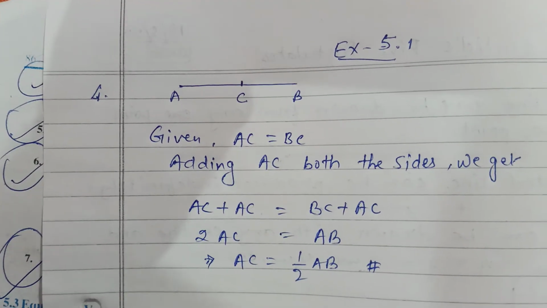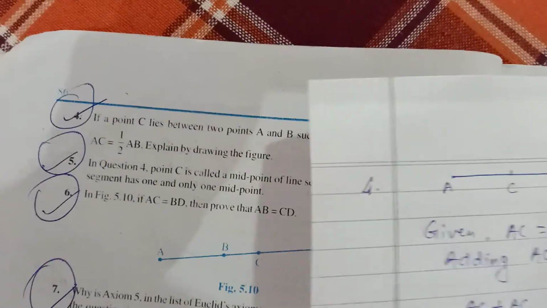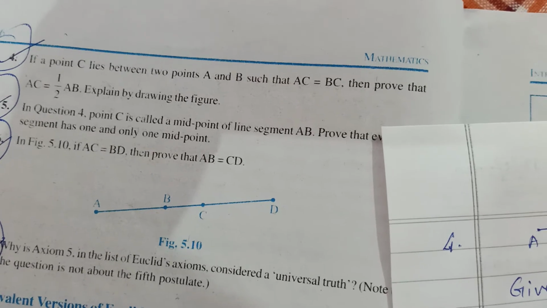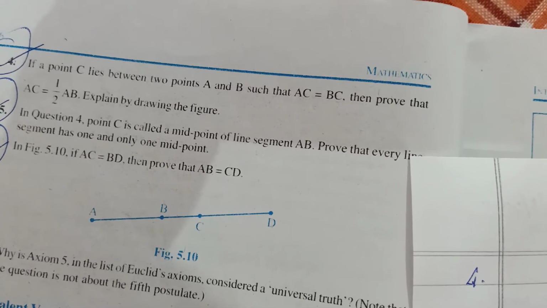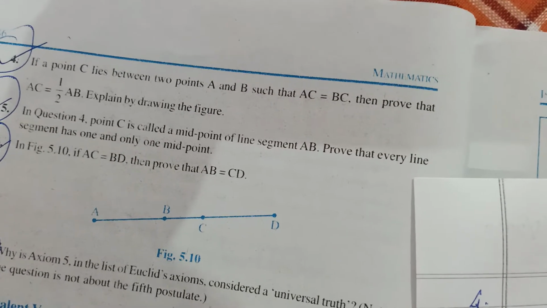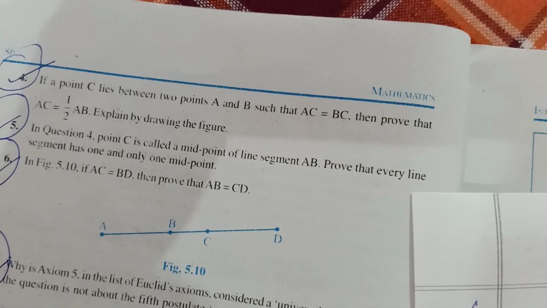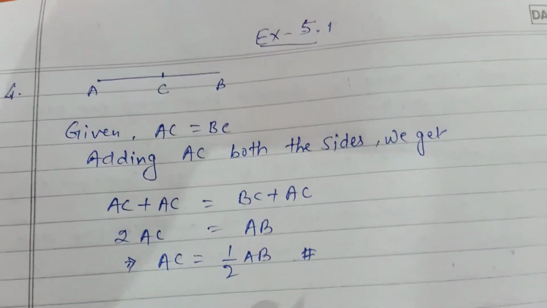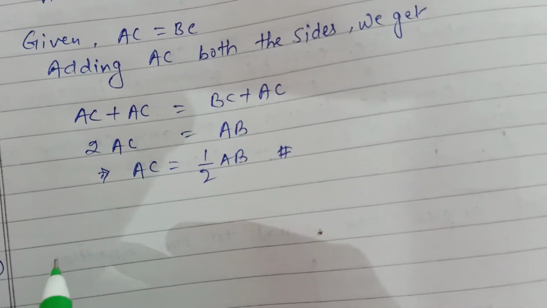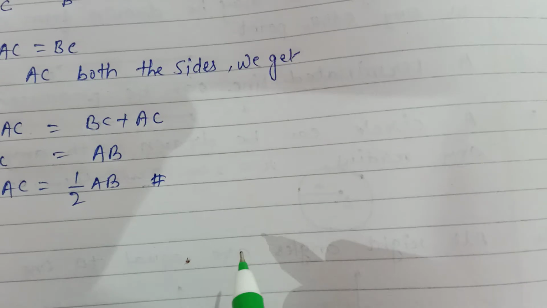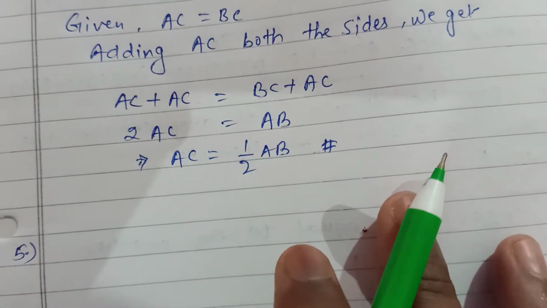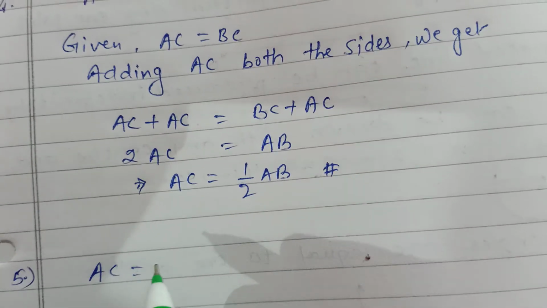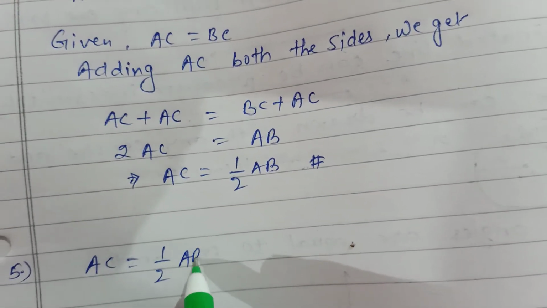Now we go to question number 5. Question number 5 is: in question number 4, point C is called a midpoint of line segment AB. Prove that every line segment has one and only one midpoint. Okay. So here again we use our question number 4. AC equals 1 by 2 AB.